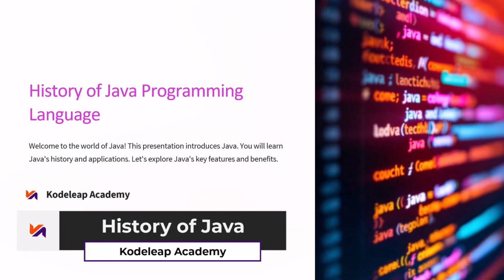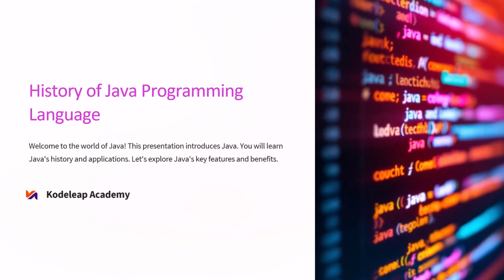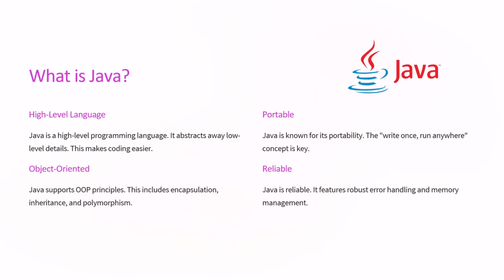Yes. So let's talk about the history of the Java programming language. We would also touch on some key features and benefits that the language offers. So let's start off by saying, what is Java? Java is just a computer programming language. But what sort of computer programming language? A high level language. What does that mean?